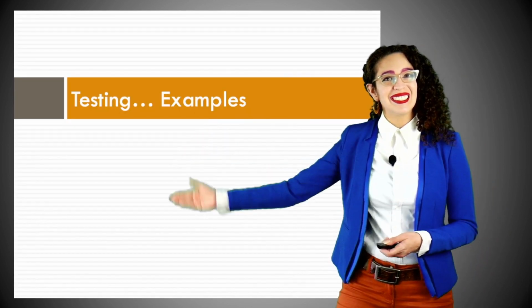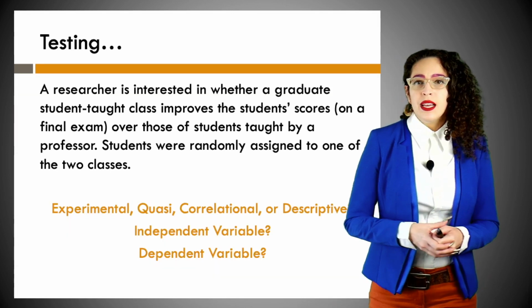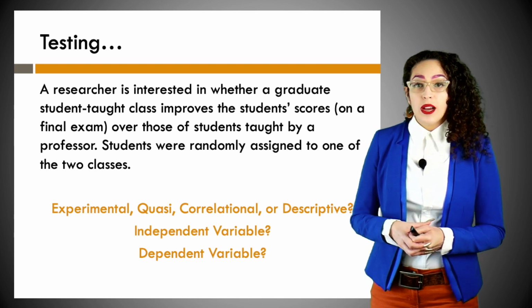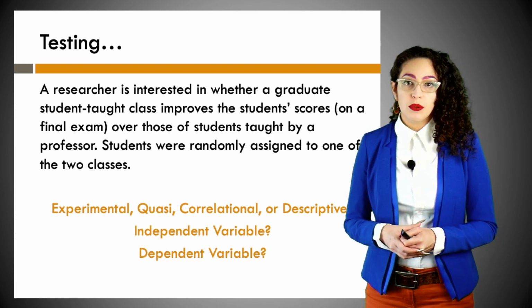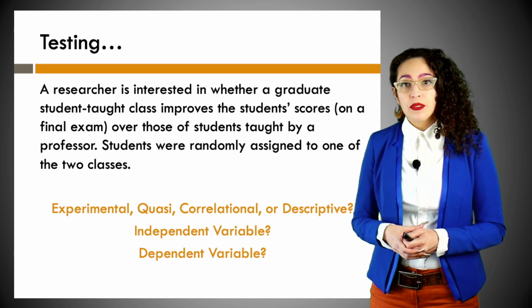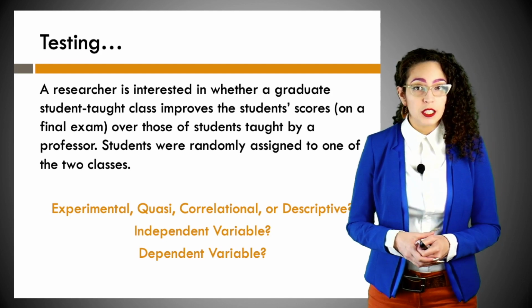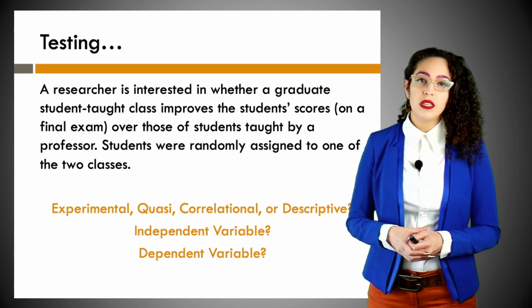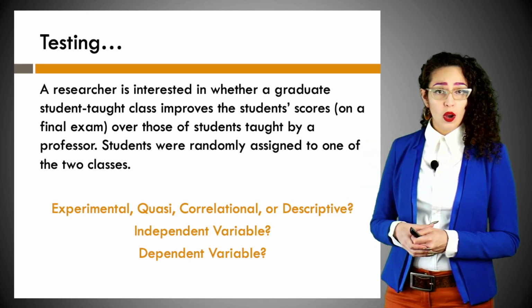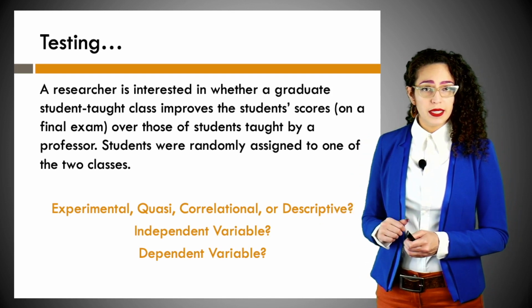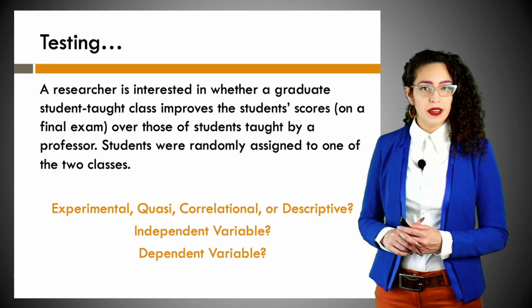Testing examples. So let's test your understanding. A researcher is interested in whether a graduate student-taught course improves the students' scores on a final exam over those of students taught by a professor. Students were randomly assigned to one of 2 classes. All right, what do you think? What kind of design do we have? What are the independent and dependent variables?